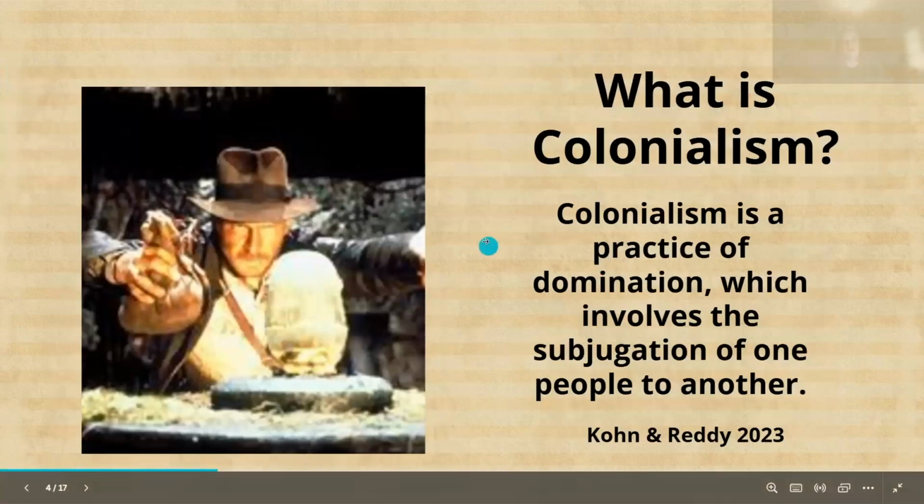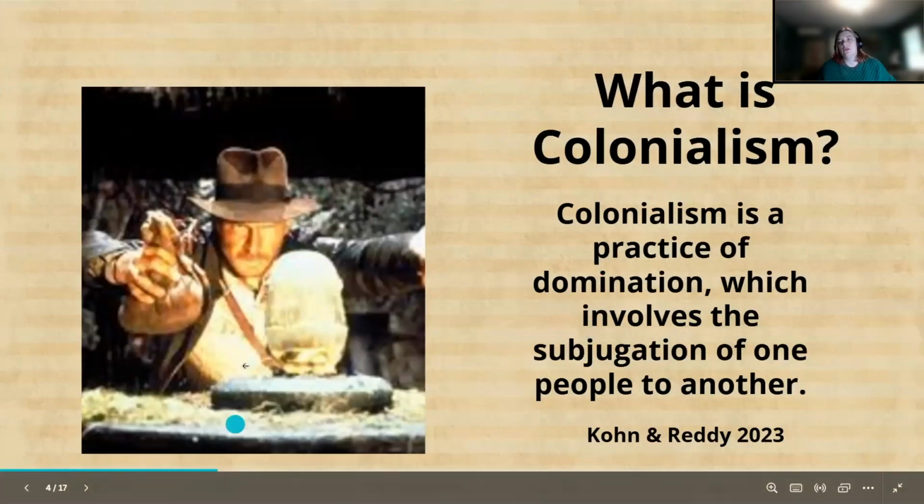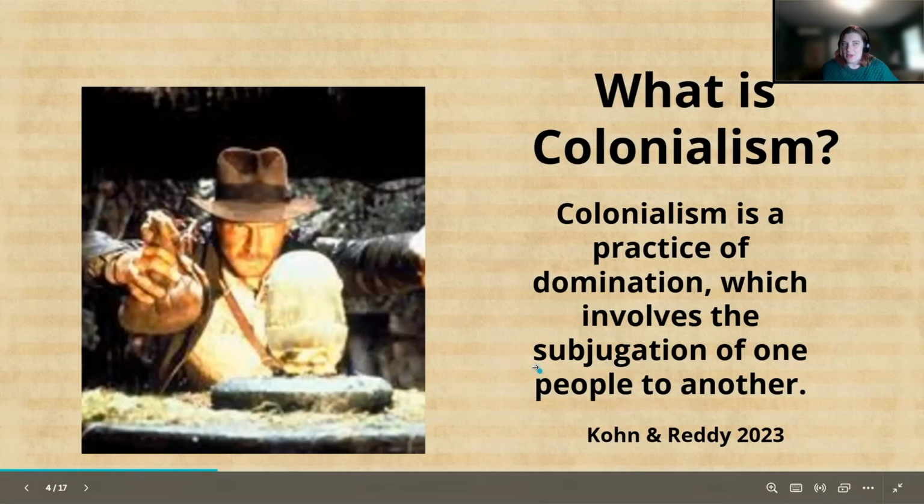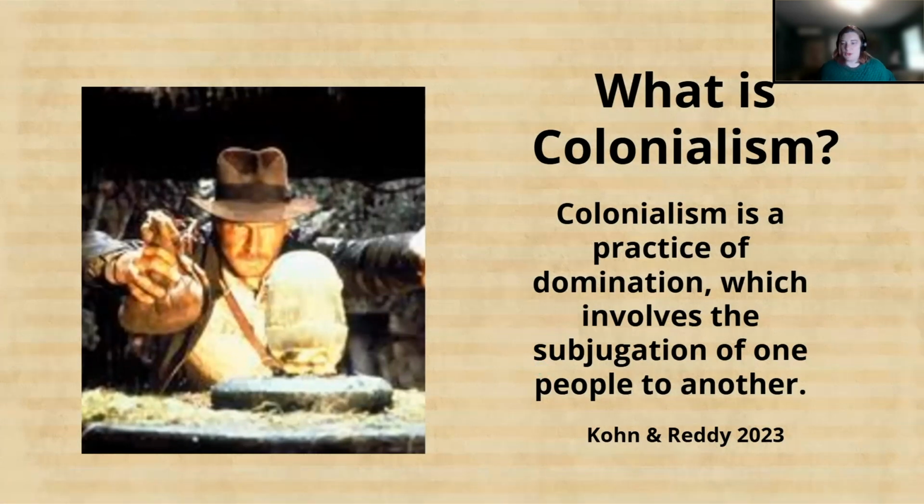So what is colonialism? Colonialism is a practice of domination which involves the subjugation of one people to another. And in America, as you may be aware, we have some trouble with a history of American exceptionalism and white supremacy, systemic racism, misogyny, homophobia. It's in our textbooks, it's in our mass media, it's in our politics. And my students don't have much of an opportunity to have any other competing narratives for this.